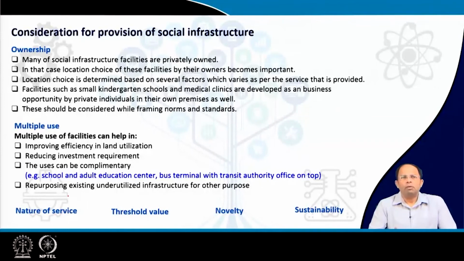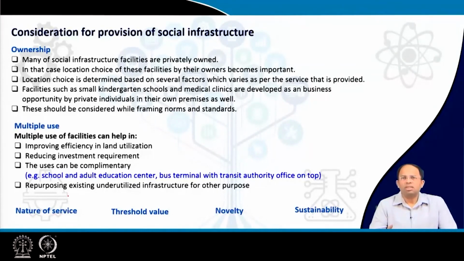Next comes ownership. In the case of social infrastructure, government can reserve some lands where it will provide a certain facility like a market or certain kinds of schools, but there are other schools and centers which are privately owned. In that case, location choice of these facilities is made by the owners. So I can have some land use provision in my plan that these are the locations which are suitable for this kind of facilities. The owner may choose to buy a plot in those areas, or he may also choose to buy a plot in some other area as well, right? So location choice is determined by several factors which vary as per the service that is provided.